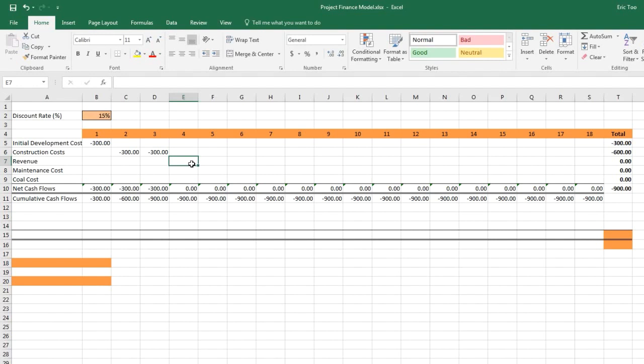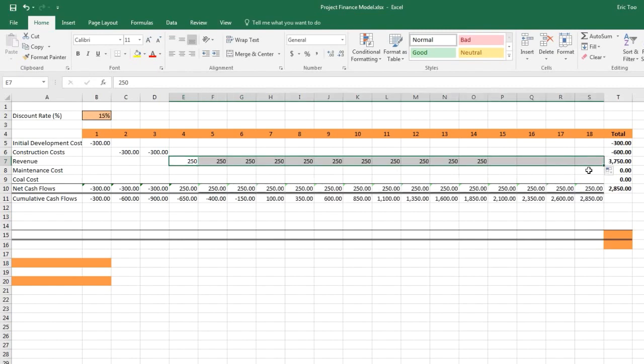Once the project is completed at the end of year 3, we will start to receive revenue. And in year 4, we should receive 250 million. And we will receive 250 million for the next 15 years. So from year 4, we copy 250 million to year 18.